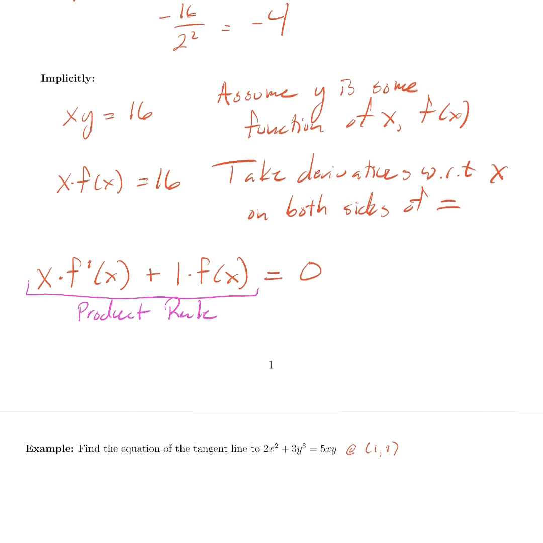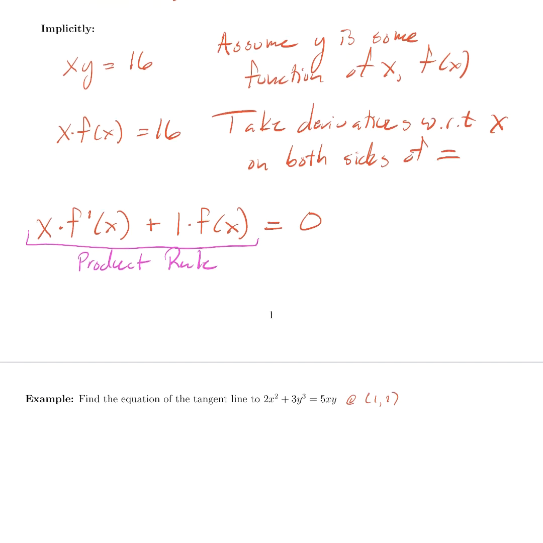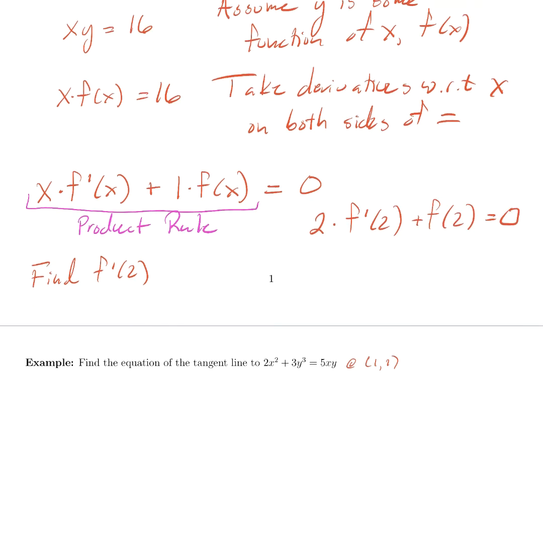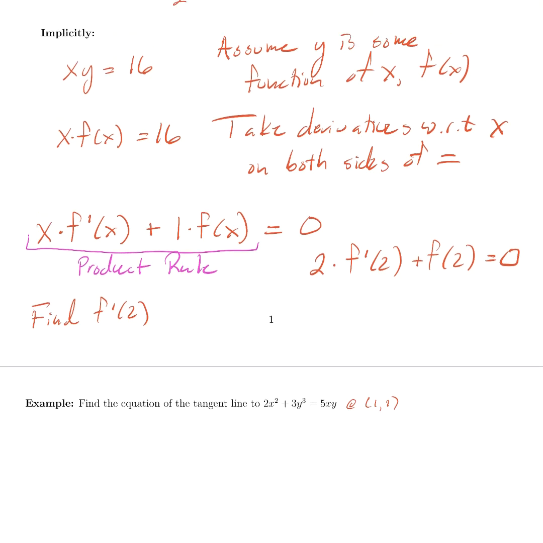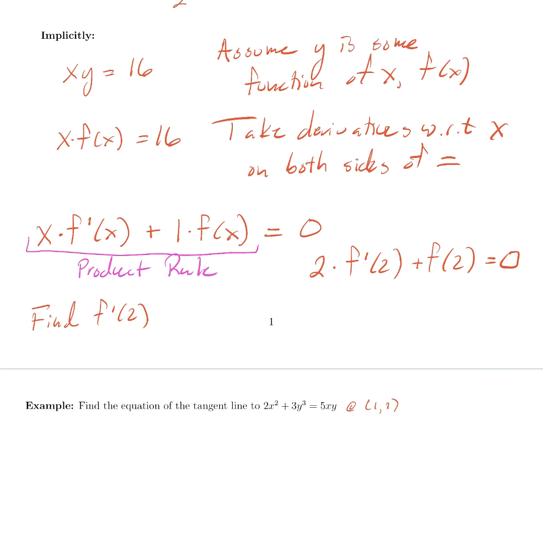Okay, and what did we want to find? Well, we were asked to find the slope of the tangent line at 2. So we want to find f prime of 2. Okay, well, let's go here. Everywhere we see an x, let's replace it with a 2. We know 2 times f prime of 2 plus f of 2 is equal to 0. So if we knew what f of 2 was, we could get our hands on f prime of 2, and f of 2 is really the y value when x is equal to 2.